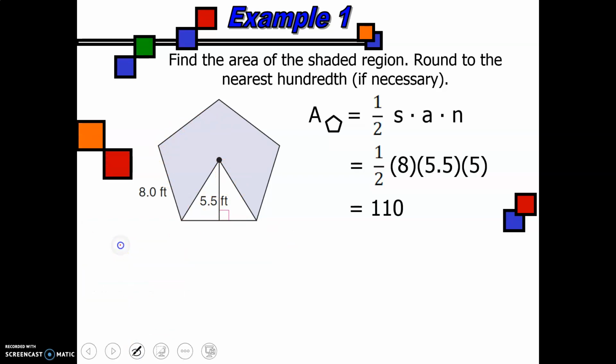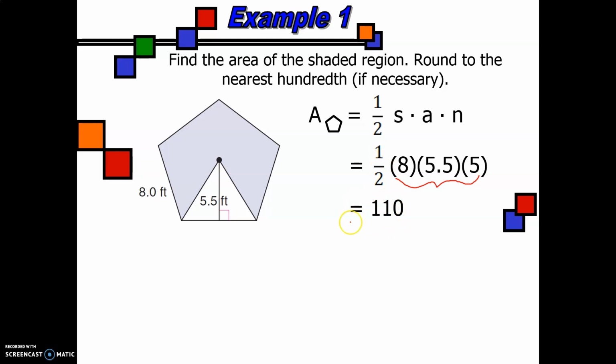So as you can see here, what we're going to do is find the area of this regular pentagon, which we know is found using the formula 1/2 SAN. So our side length is 8, our apothem length is 5.5, and we have 5 total sides. And as usual, if you multiply these values and divide by 2, you should end up with 110.